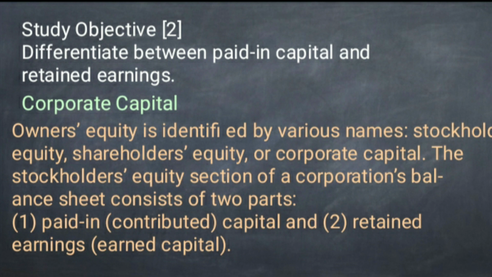Study Objective 2. Differentiate between paid-in capital and retained earnings. Corporate capital. Owners' equity is identified by various names: stockholders' equity, shareholders' equity, or corporate capital. The stockholders' equity section of a corporation's balance sheet consists of two parts: 1. Paid-in or contributed capital, and 2. Retained earnings or earned capital.